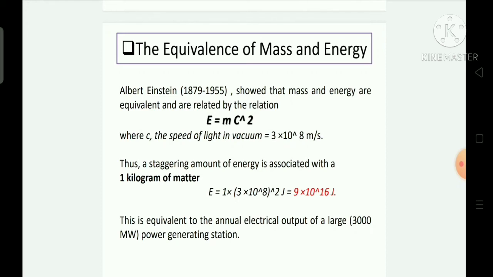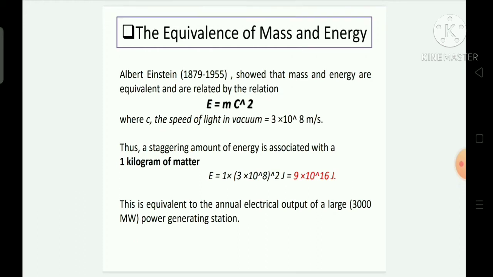So using the above equation, suppose हम इधर m की वैल्यू 1 kilogram of matter consider कर लें, and c की वैल्यू already हमें पता है 3 × 10⁸, तो energy कितनी होगी? E is equal to, m की जगह पे क्या लिखना है हमें? 1 multiplied by (3 × 10⁸) whole squared. Okay, and उसकी calculation हम करेंगे तो 9 × 10¹⁶ joule energy होगी. And ये जो energy है, which is equivalent to the annual electrical output of a large 3000 megawatt power plant.